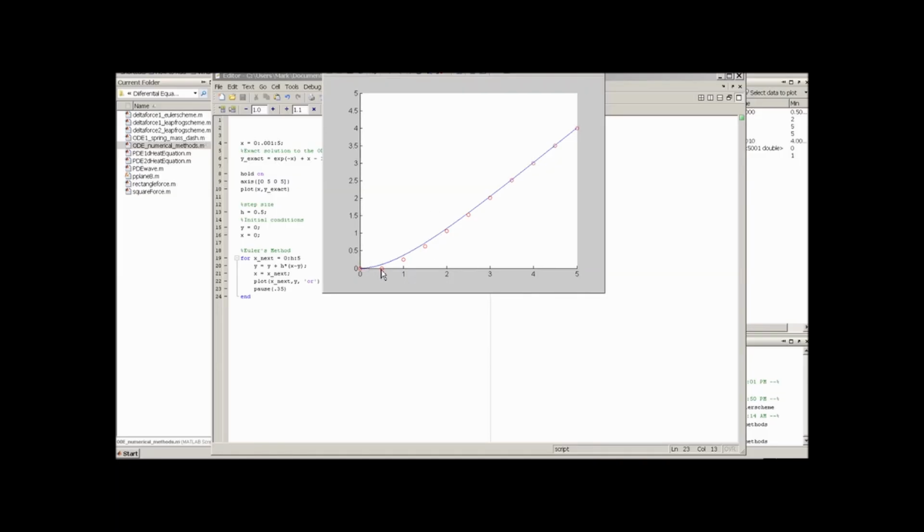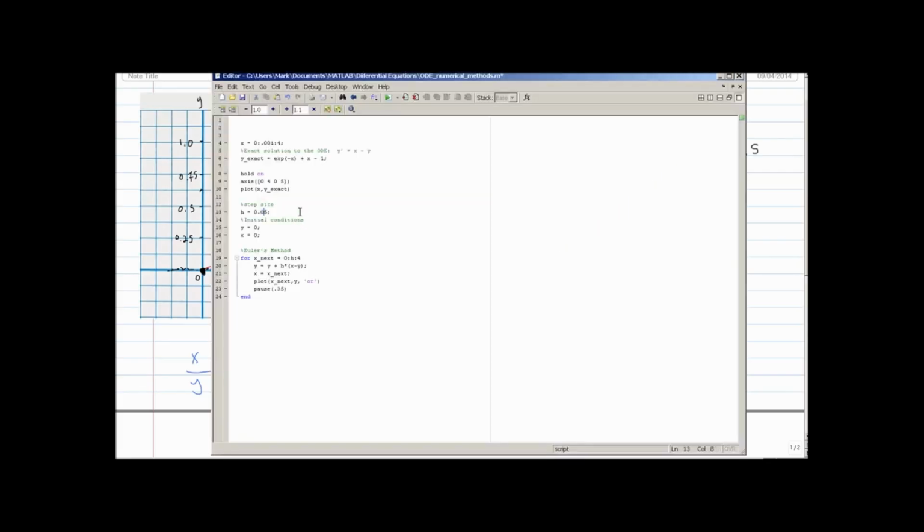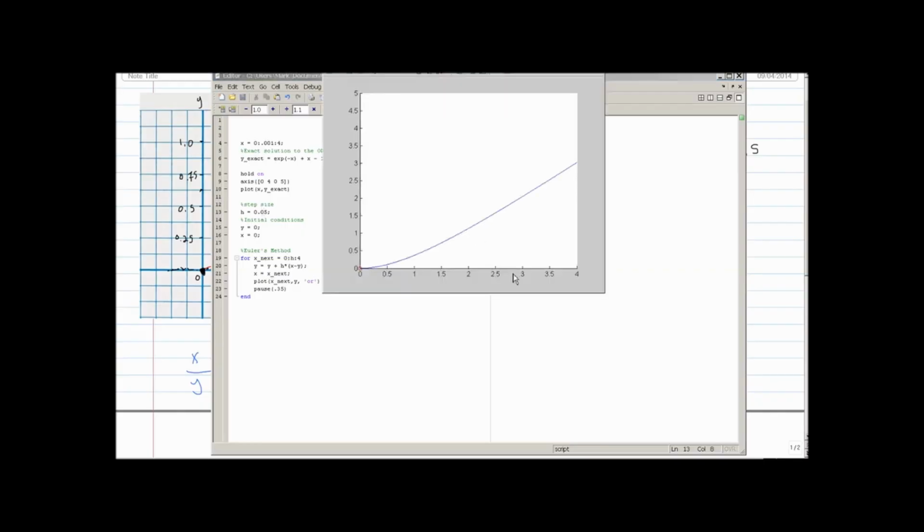So you can see, if you compare this to what we had, that at x equals 0.5, we're at y equals 0. You can see that when x equals 1, we are at y equals 0.25, which is what we have here. You can see that when x equals 1.5, we are a little bit above 0.5, and it actually equals 0.625, like I said here. And just for fun, I'll show you what happens with even smaller step sizes. You can see that our solution is very accurate with these smaller step sizes.